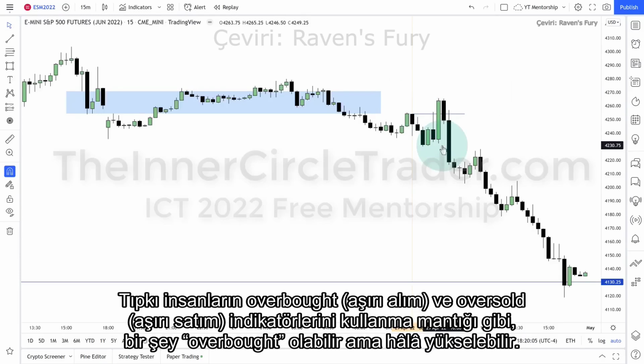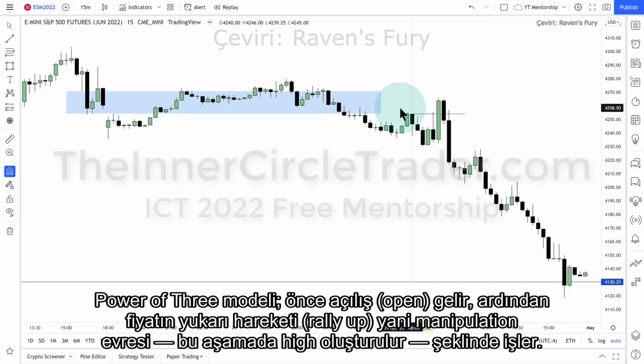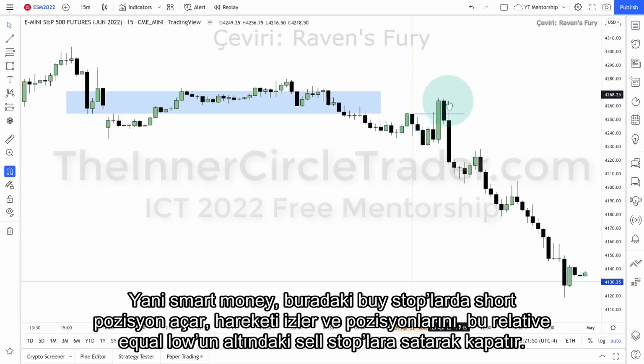Okay. Now, just like the purposes of what people use overbought, oversold indicators, things can be overbought and still go higher. Things can be oversold or in a discount and keep going lower. Power 3, which is the open, rally up or manipulation, creating the high, and then the movement lower, and then distribute their shorts below an area where there would be stops. So smart money would be selling short the buy stops here, riding this out, and then offloading their shorts to sell stops below those relative equal lows.